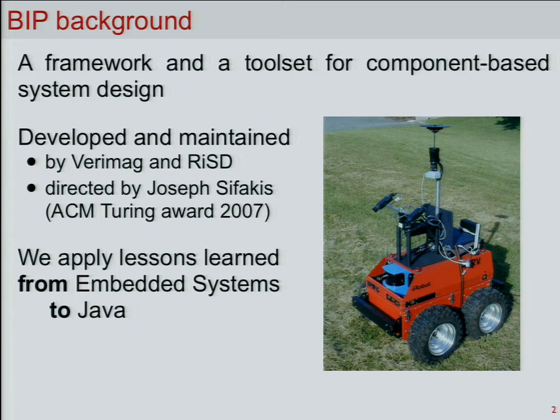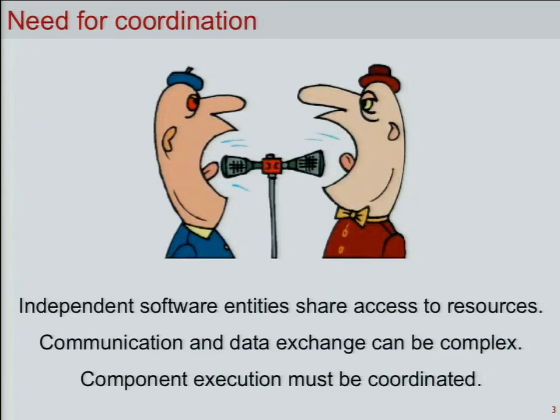Thanks, Radek. As Radek just said, we're talking about coordination for concurrent components. To get you warm, why are we actually talking about coordination? Nowadays, real-life applications run enormous numbers of software entities. I could say components, entities, whatever. And when I say enormous, that's thousands or hundreds of thousands. These entities share access to resources, like memory, bandwidth, thread pools, whatever. When you have hundreds of thousands of entities sharing access to resources, that gets complicated, right? Both communication and data exchange can be quite complex. If you do not manage this, that could lead to disastrous results.